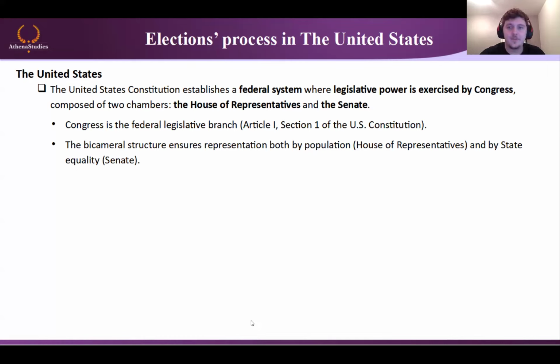All right. And so it establishes the federal system in which the legislative power is exercised by the Congress, which is itself composed of two chambers, the House of Representatives and the Senate. By Article 1, Section 1 of the US Constitution, the Congress is the federal legislative branch of the US. This is a bicameral structure to ensure representation by the population, so the House of Representatives, and by state equality, so the Senate.